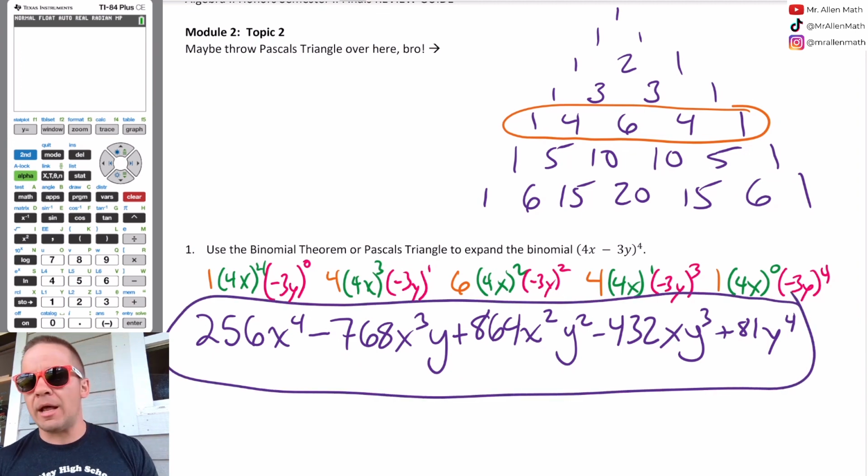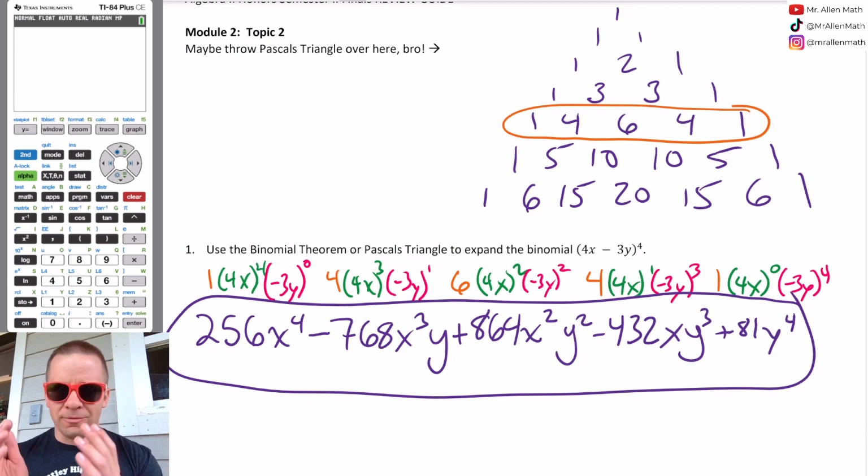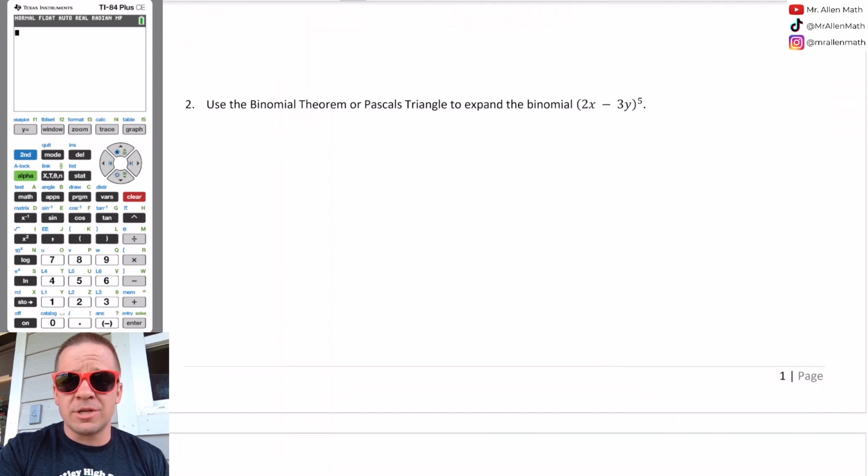But not that bad. Not as bad as, say, multiplying 4x minus 3y times 4x minus 3y times 4x minus 3y times 4x minus 3y. That would be a lot, right? Okay, there we go. It's beautiful. It's fantastic and wonderful. This one here, I'm just going to work this one out.